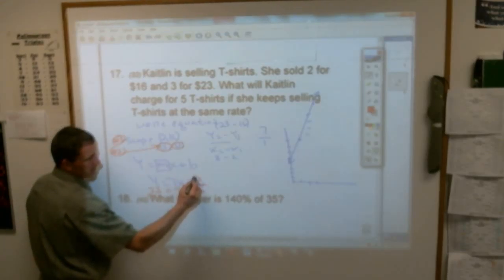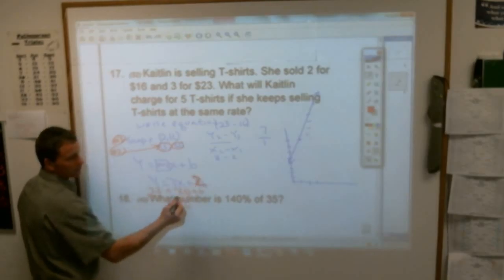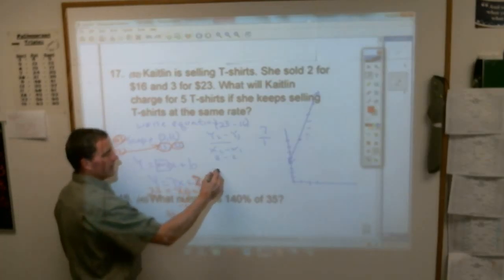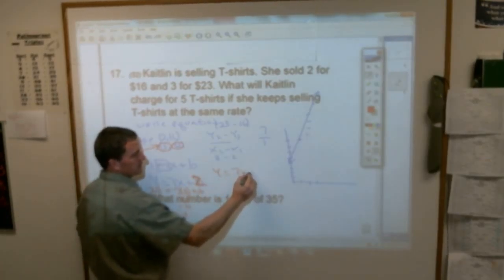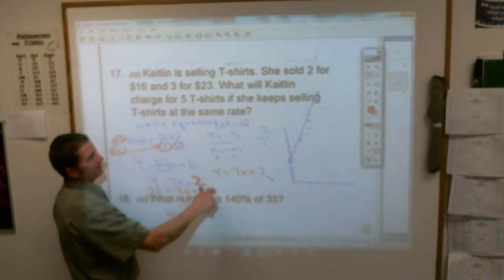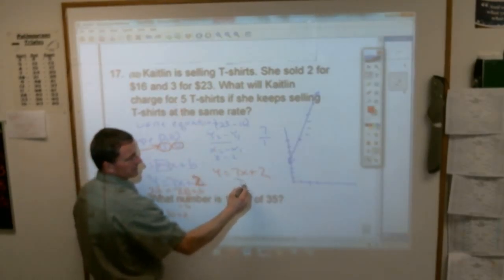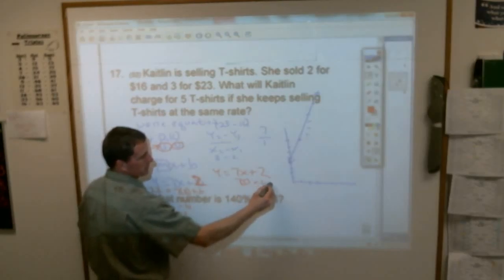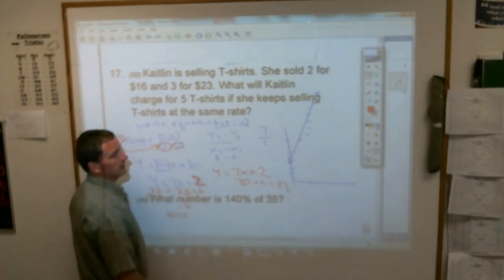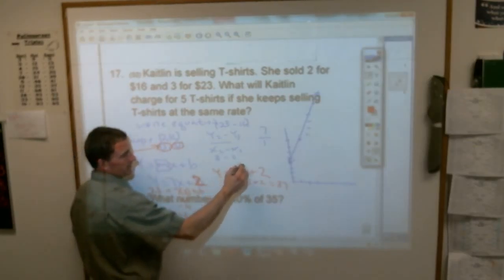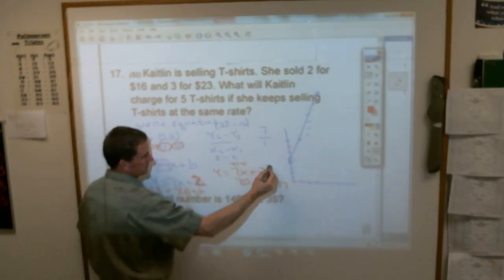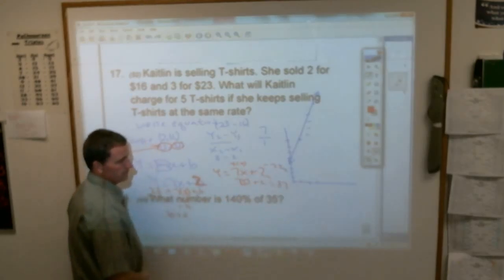And that's what you put in for the letter b here. So here's your equation. No matter what number they give you, you can now solve it for whatever. It's y equals 7 times x plus 2. They happen to give you 5, so 7 times 5 is 35, plus 2 is 37. They could have given you 10. 7 times 10 is 70. 70 plus 2 is 72.